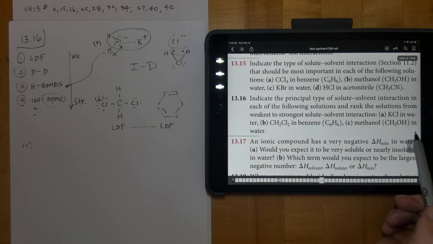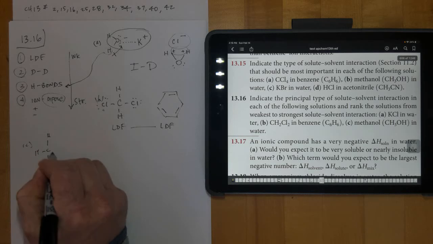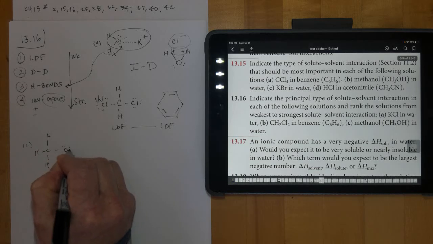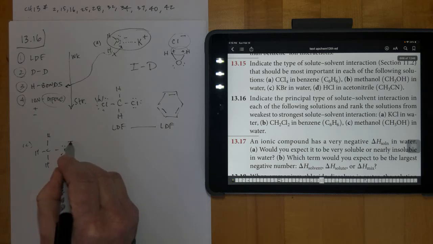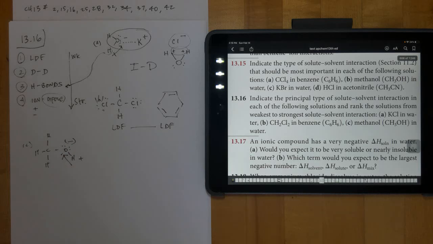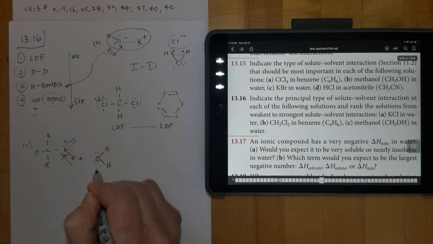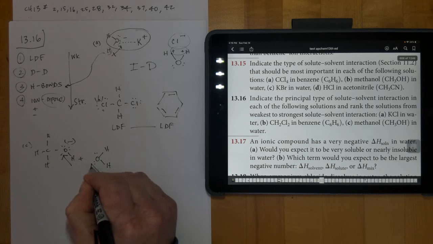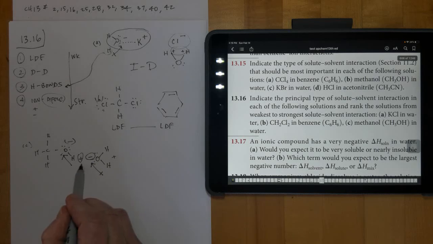Methanol in water, so methanol, CH3, and then we have an O with an H right here, and so we're going to have an H connected to an F, O, or N, so we have a dipole moment going in this direction right here for a negative charge on the oxygen, a positive charge on the hydrogen. And then it's in water, so we have H2O with once again a negative charge over here by the oxygen and a positive charge by the hydrogen. And this would be a hydrogen bonding interaction right here between those two molecules.